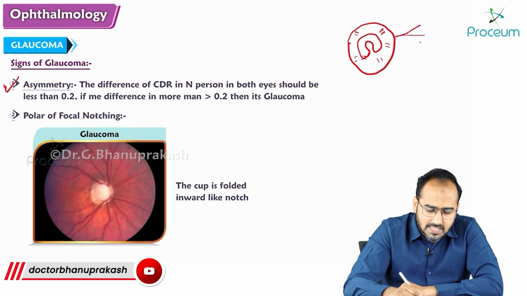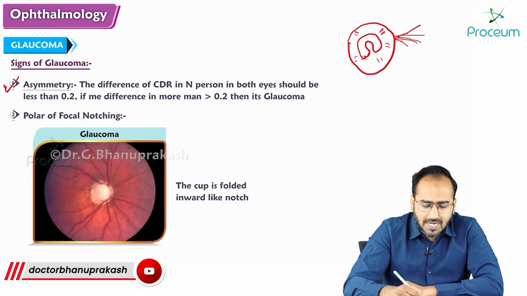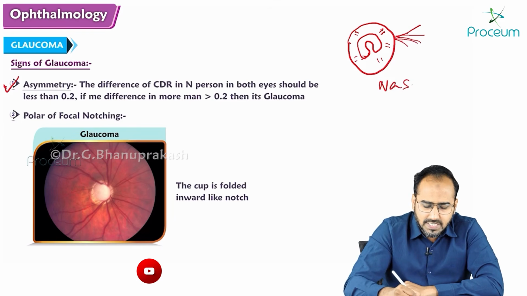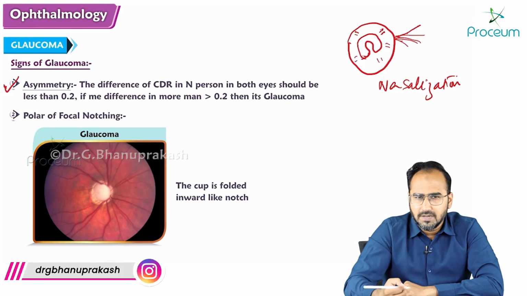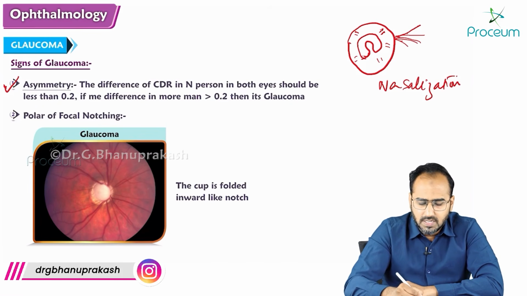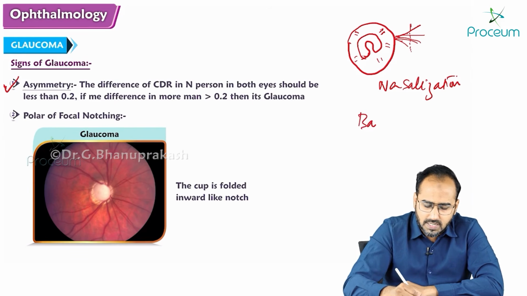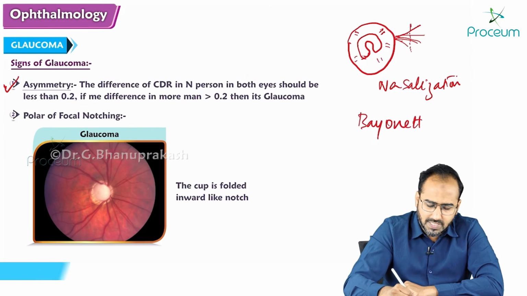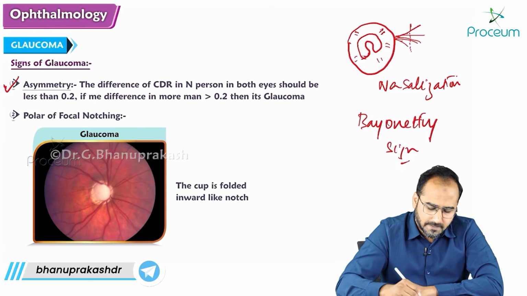All the blood vessels try to come to the nasal side and try to supply the cup. That is called nasalization of the blood vessels. Once they are supplying blood to the cup, after some time there will be a break in the continuity of the blood vessel, which is called the bayoneting sign. So what was the first sign?